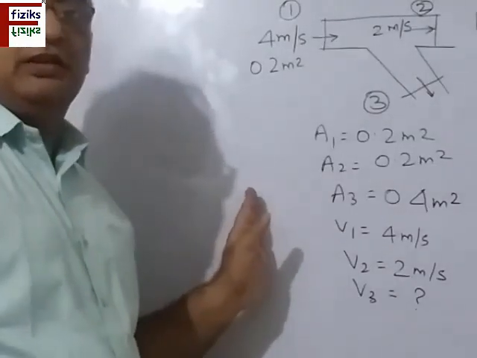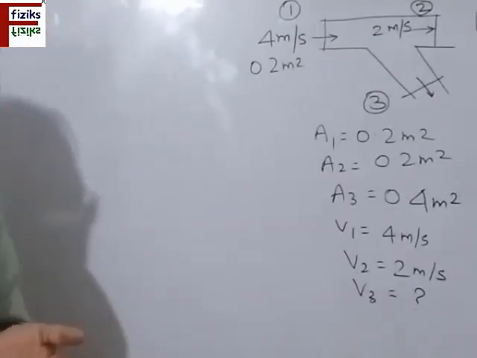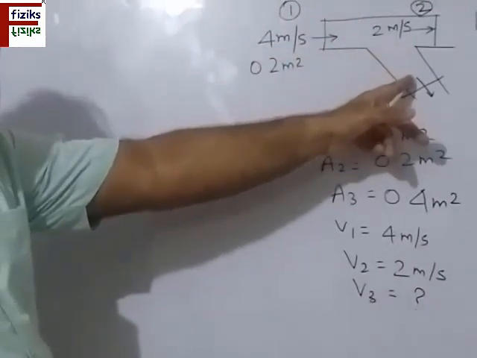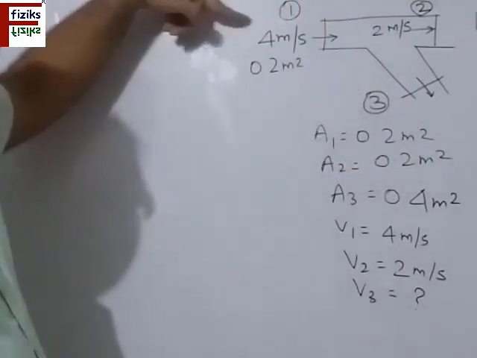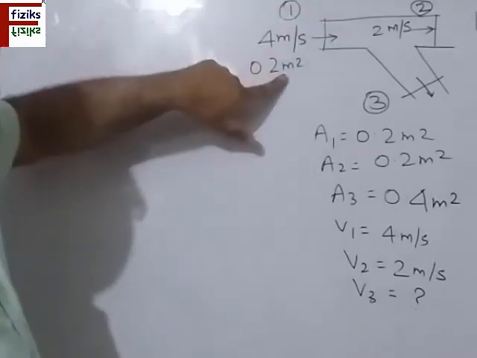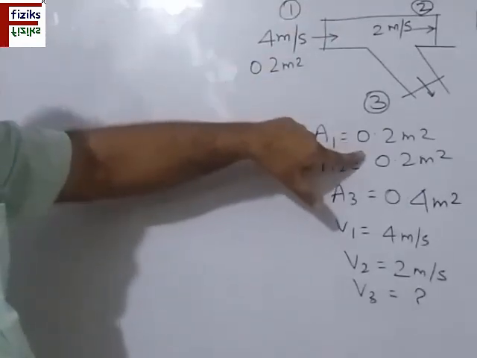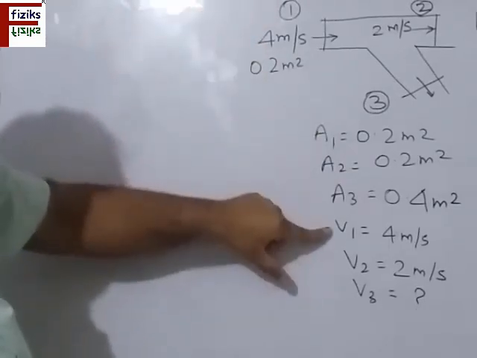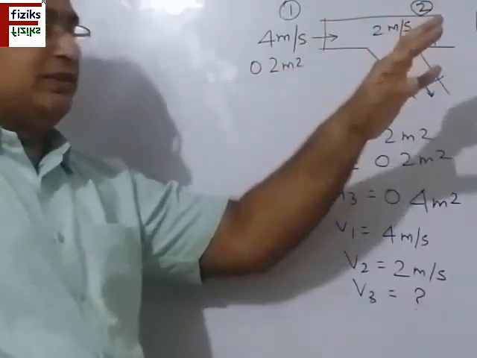We have a question here which is related to the continuity equation. This is a pipe with a branch in it. The fluid is coming into this pipe at section 1, which is having the cross section area 0.2 meter square. Velocity of inlet at 1 is 4 meter per second, and there are two exits.